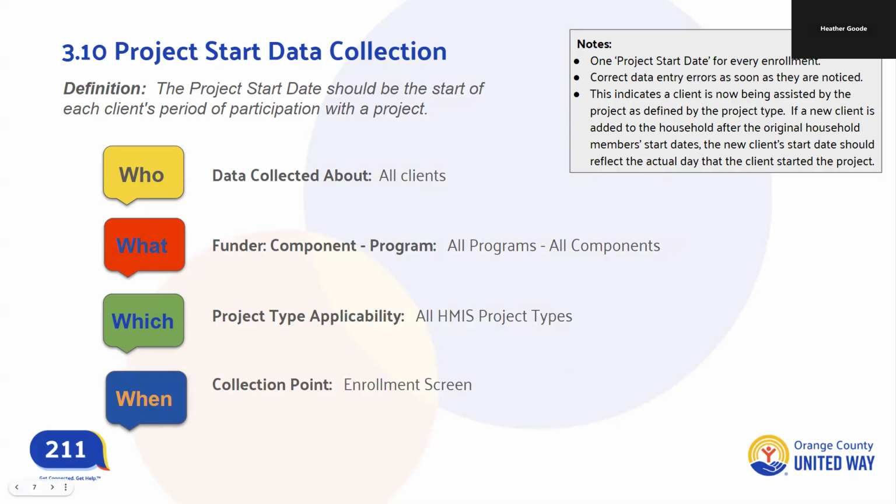So HUD provides some additional notes about data collection for this element. Each client's project enrollment must have one project start date. Errors in entering the date should be corrected as soon as they are noticed. And this data element indicates a client is now being assisted by the project as defined by the project type. If a new client is added to the household after the original household member start dates, the new client start date should reflect the actual day that the client started the project.